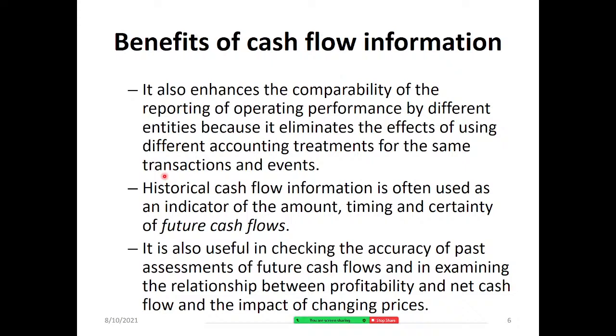For the same transactions, different entities follow different methodologies, different methods to calculate some figures. So, for example, depreciation. One entity may follow the straight line basis, and another entity may follow the reducing balance method or any other method. So these differences in accounting treatments will sometimes misguide. Sometimes it makes window dressing of the company, of the entity.